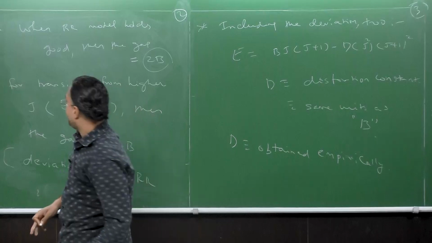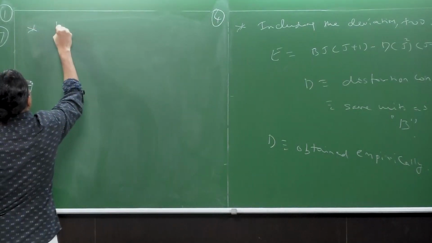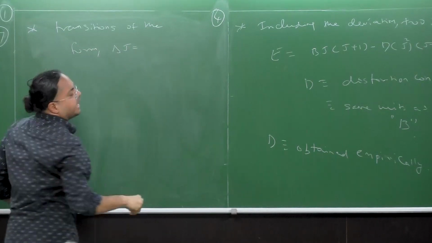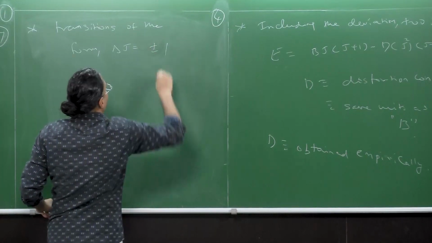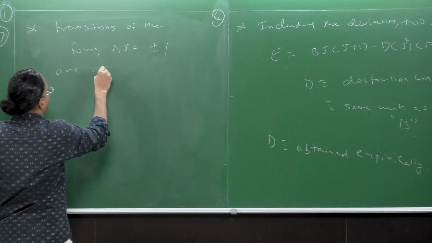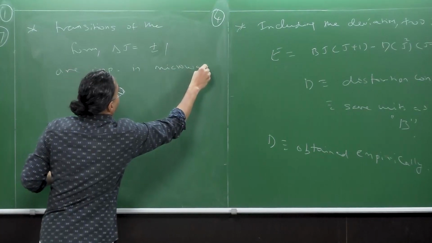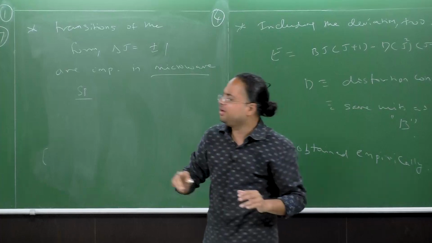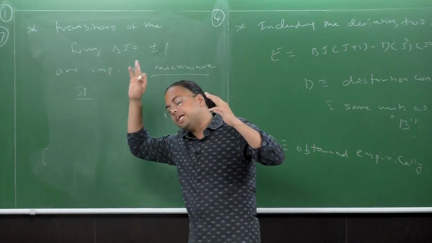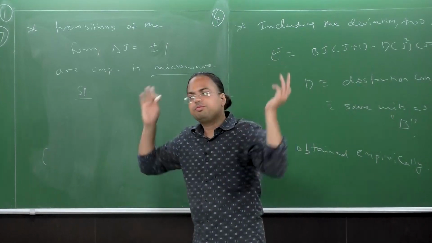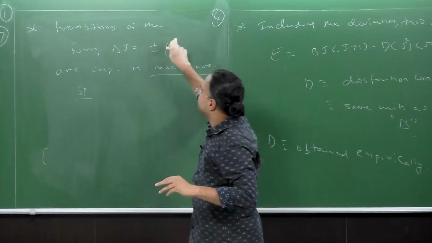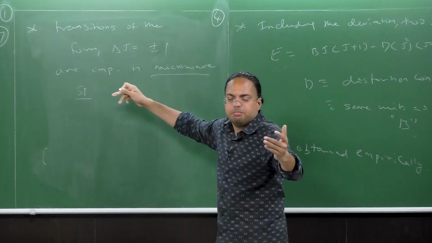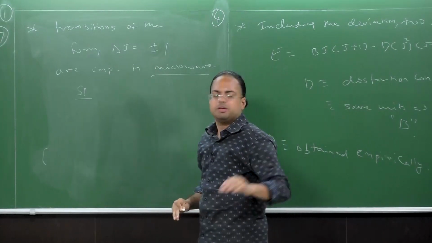Now the next idea is that transitions of the form delta J equal to plus or minus 1 are particularly important in microwave spectroscopy. Why this is, I will explain in a tutorial. In essence, it is connected with what are called selection rules. Remember, we talked about gross selection rules, how we can compute the magnitude of the transition dipole moment, and from that some results emerge. Similarly, this can also be mathematically computed. We're not going to go there in this particular class. So just be aware that delta J equals plus or minus 1 are particularly important in microwave spectra.